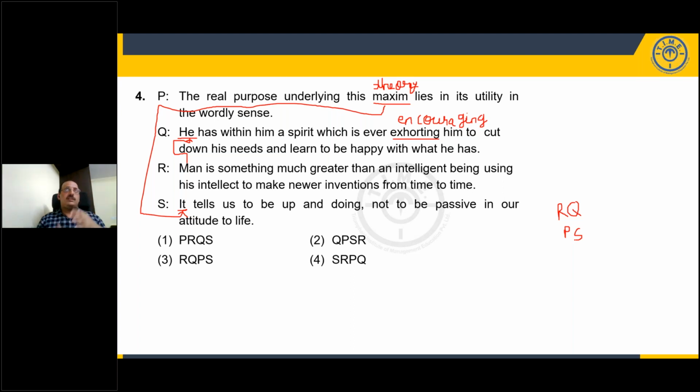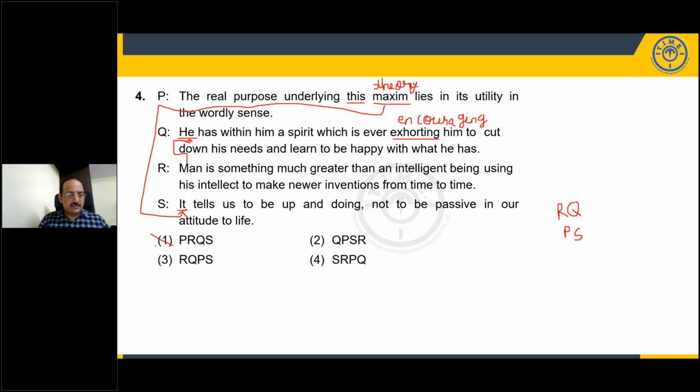The whole idea out here is that man is something much more than just someone who makes inventions. He's someone who has a spirit that is asking him always to be happy with what he has. So this theory has a particular practical application. It tells us to always do something and not to be lazy or passive. So can I say line number R has to be the first line? Yes, because R defines man and P has this maxim. So it cannot come until the maxim has been defined, and the maxim is defined in line number Q. So R needs to be my first line.